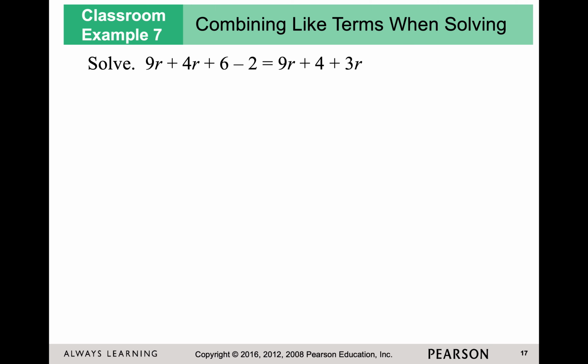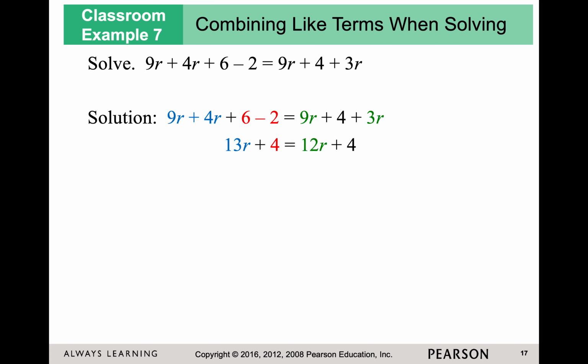So what do I do when I have more than two variables on different sides? I'm going to combine my like terms. And so what they did is they used different colors, but something I will do is circle all the r's in the problem. That way I can visually see the grouping. So colors don't always help me. I like to visualize it. So I can simplify 9 plus 4 is 13, and 9 plus 3 is 12.